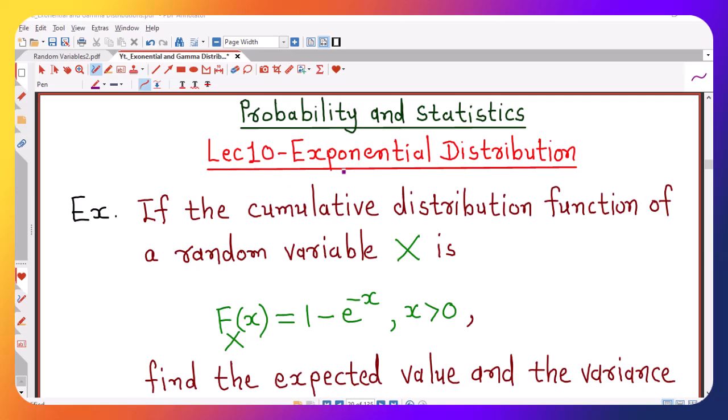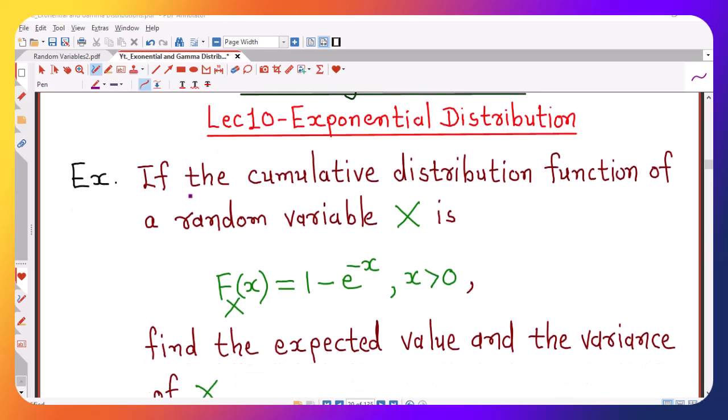Hello friends, I welcome you in lecture number 10 on exponential distribution. In this lecture we will discuss one more problem on exponential distribution. So first we understand what is this problem.